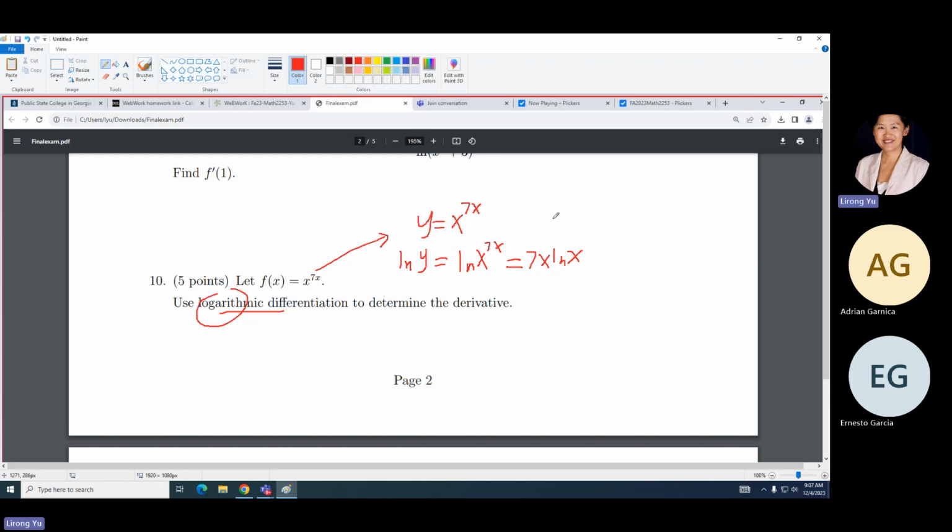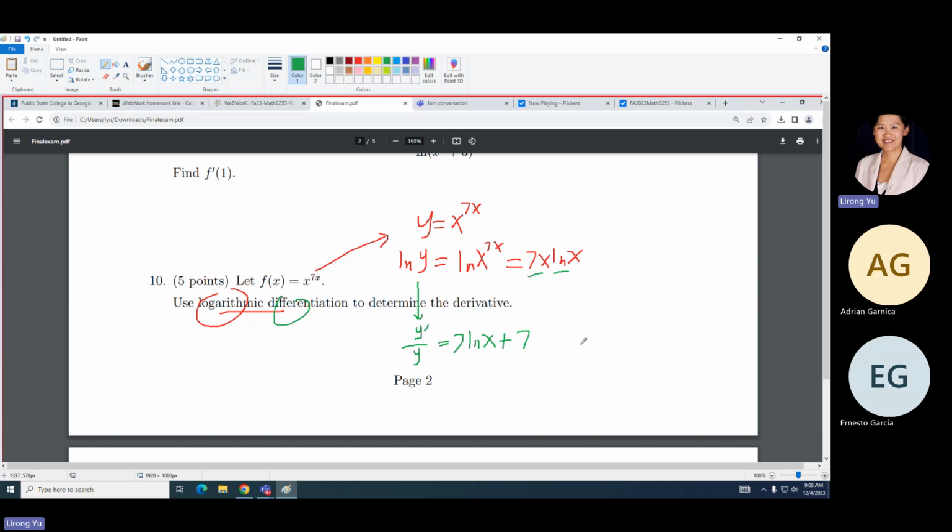So the first step is logarithm. The second step is differentiation. So we differentiate the left side and right side. We'll have y prime divided by y, which equals, by the product rule, 7 times ln of x plus 7x times 1 over x, which is 7. That would be what it is. And then write back the y. The y equals this big thing. So then y prime is the derivative value. And this is the main steps for this question.